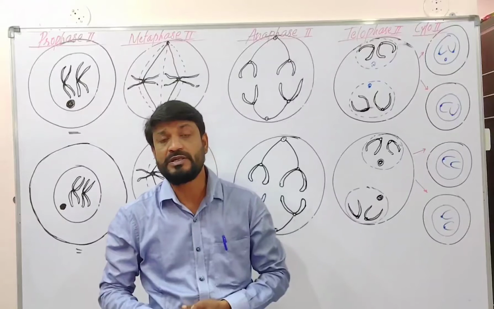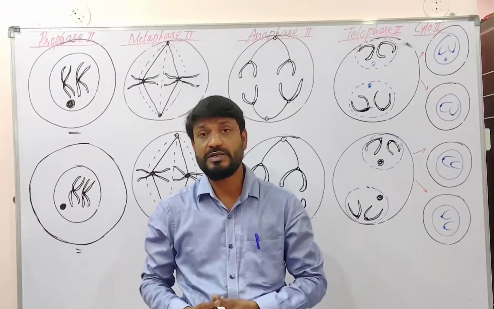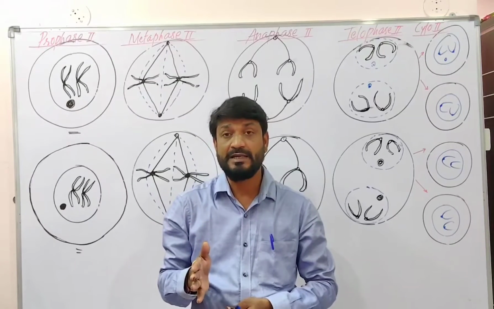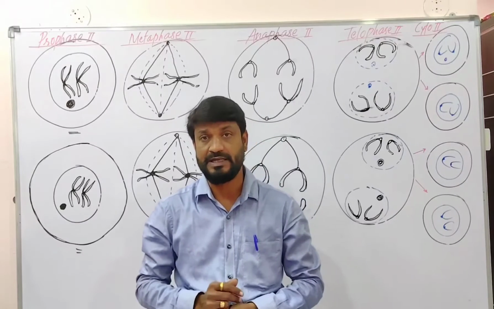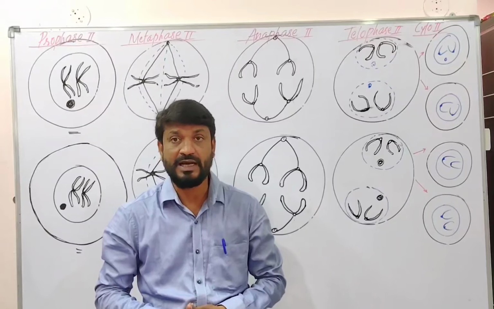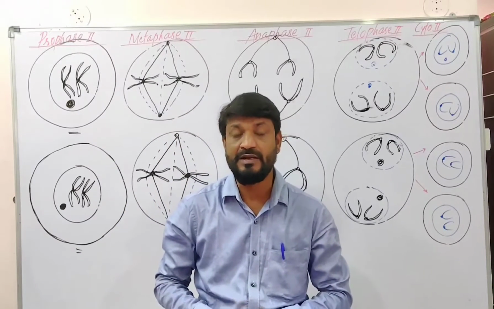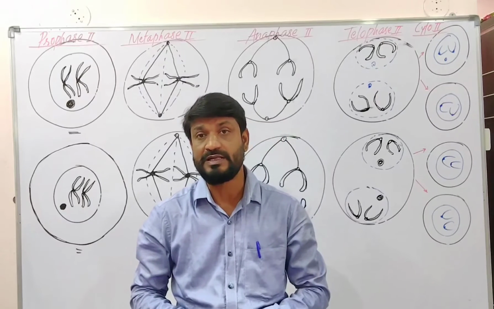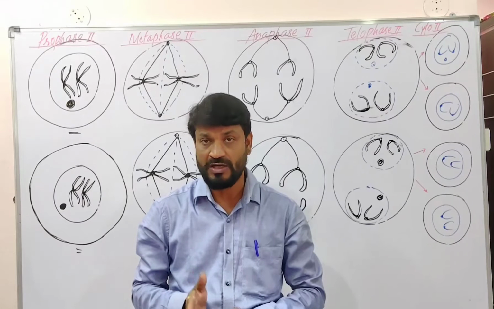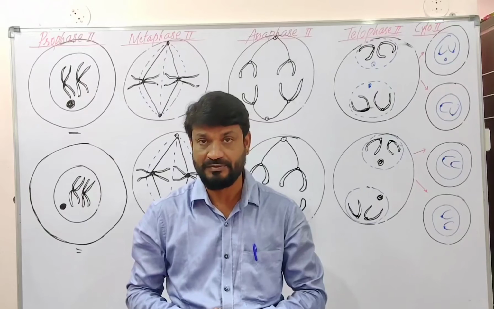Now students, after meiosis 1 there will be meiosis 2. Meiosis 1 and meiosis 2 are interrupted by a short resting phase. We can say it is interkinesis. So interkinesis is the phase which exists between meiosis 1 and meiosis 2. That interkinesis may be short, it may be long, and sometimes it is absent also.